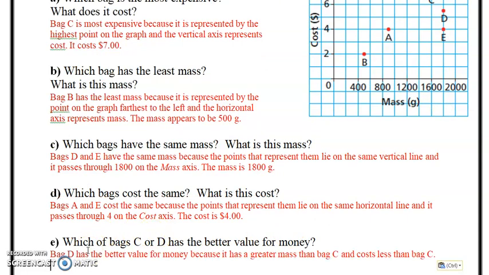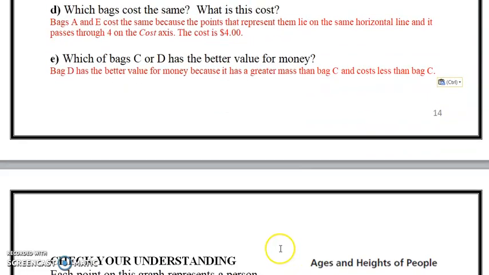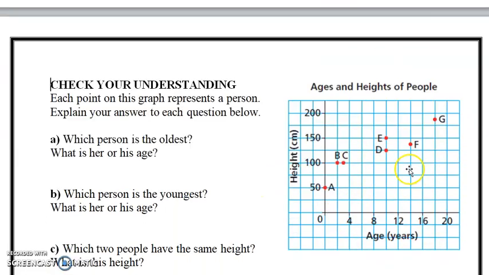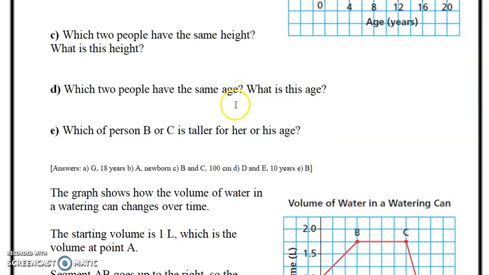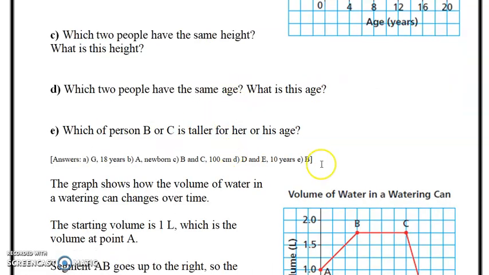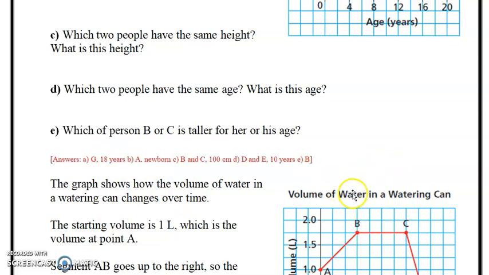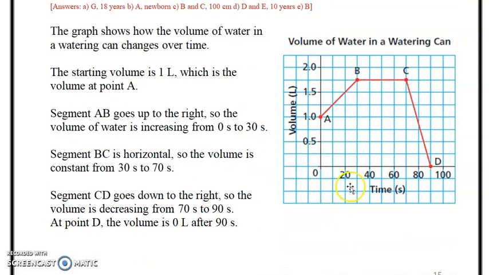Okay, so bag D has a better value for the money because it has a greater mass than C and costs less than bag C. Okay. There's also a check your understanding question. It's the same idea. It has the ages and heights of people. You'll be asked a number of questions. The answers are here and at the bottom. Remember, don't look at those until you're finished. Cover them up prior to looking at those. That's just to make sure you have an understanding.